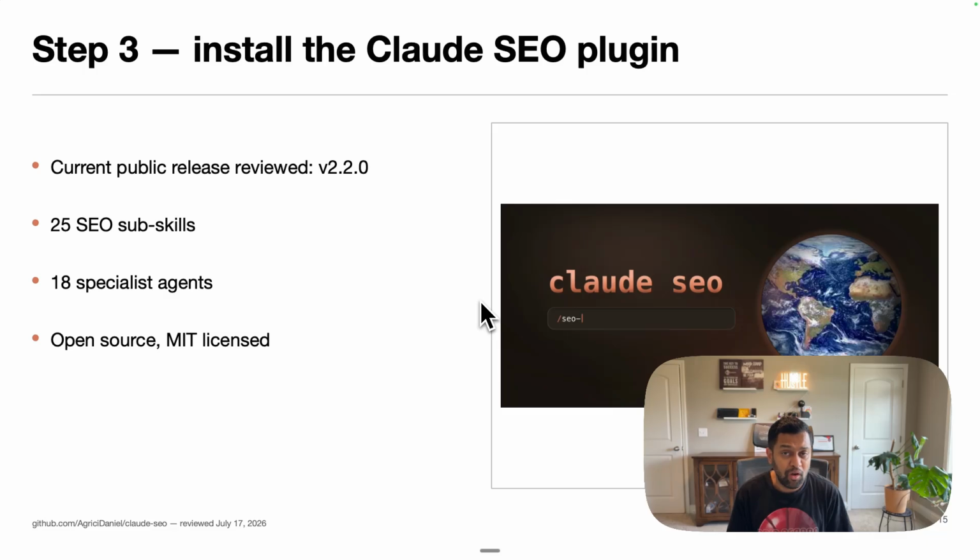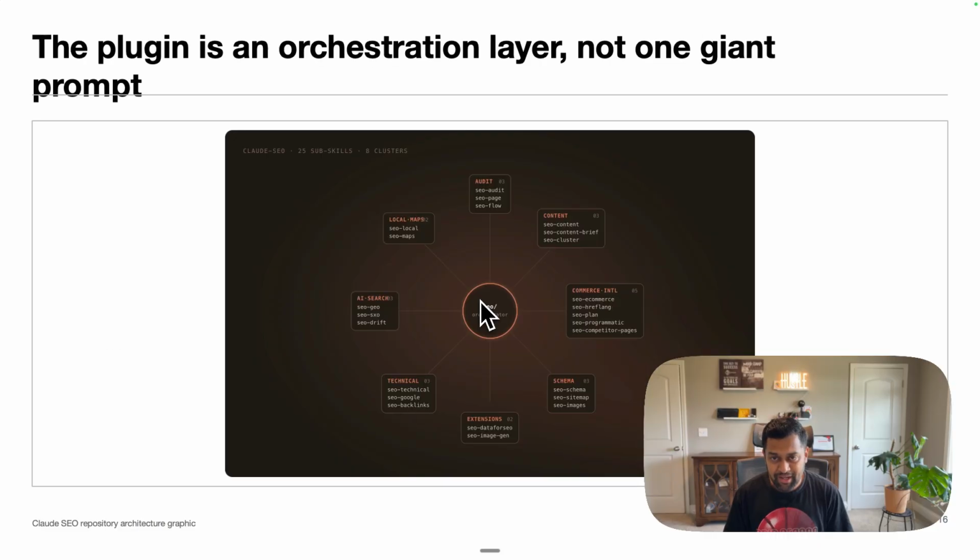I mentioned the Claude SEO plugin, so definitely install that. You can add the marketplace and install the plugin. After installation, start a new Claude session inside a dedicated website optimization folder and ask Claude to confirm the plugin version and list all the available slash commands. It's a super useful tool. So the plugin is basically your orchestration layer, not a giant prompt, right? It has a breadth of information, right?